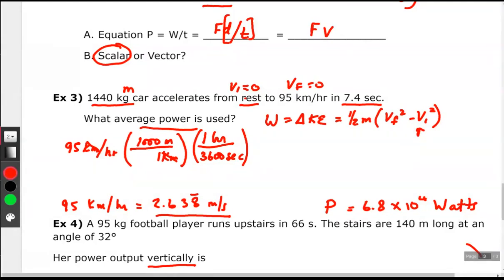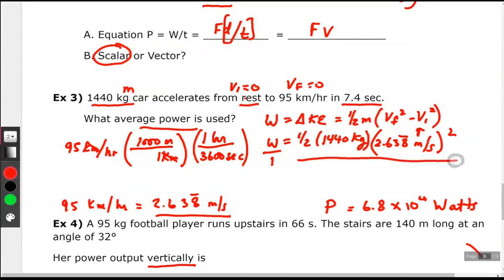And so the initial velocity is 0 because it starts from rest. So the work is 1/2 the m, 1440 kg, times the v squared, which is, we said, 26.38 repeating, and all of that squared. And if I want to find power, you have to put all of that work, all that change in energy, over 7.4 seconds, which is given.